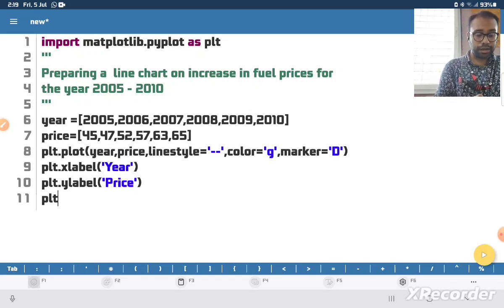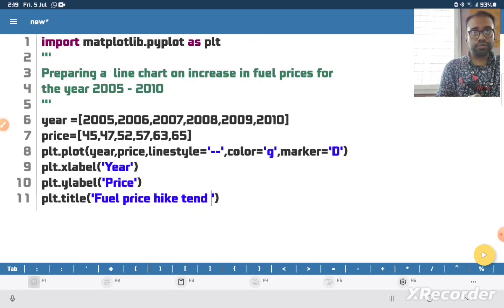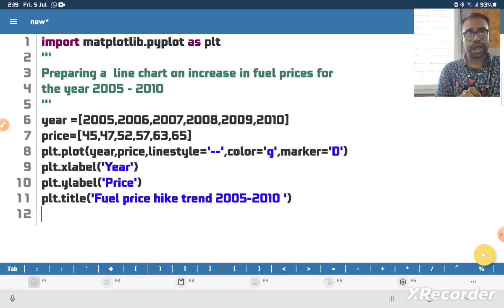plt.title. What are we doing? This graph is all about the price hike of fuel, or you can just simply write fuel price hike trend, 2005 to 2010. Okay, this is the title of the graph.